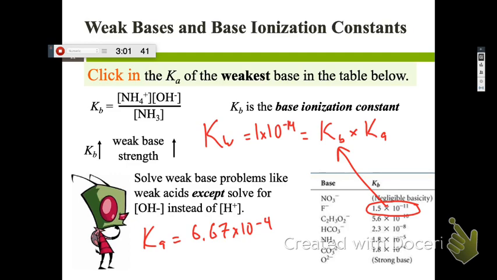Where is the point at which you would say that the conjugate acid-base pair is as much an acid and a base on both sides? At what point will the Ka and Kb be about the same? 10 to the negative 7. So if we have a Kb that's about 10 to the negative 7, then the Ka is going to be about 10 to the negative 7, because Ka times Kb.